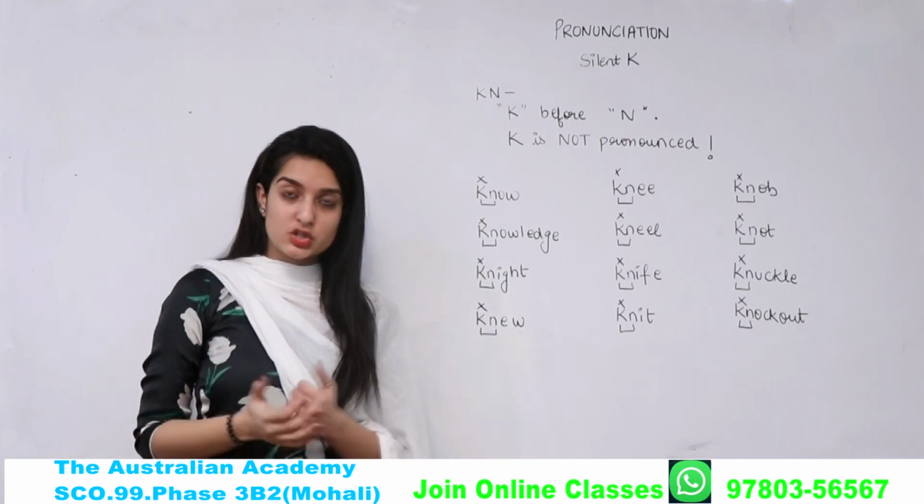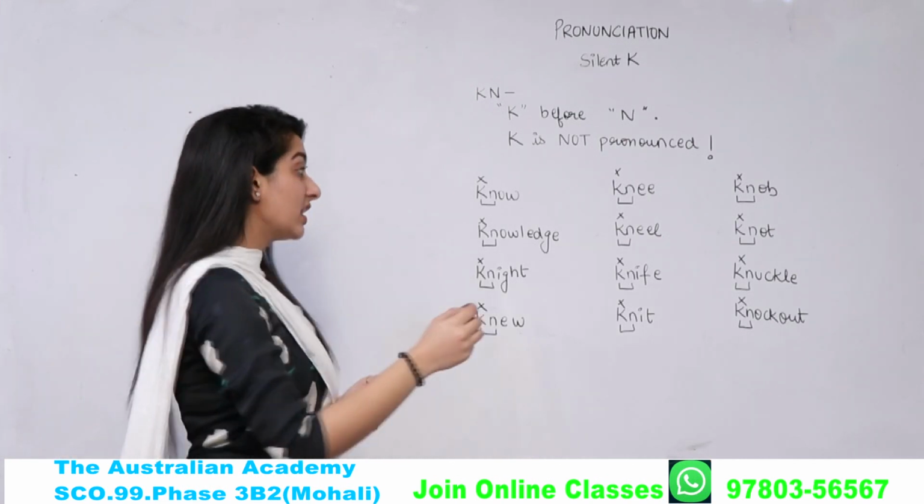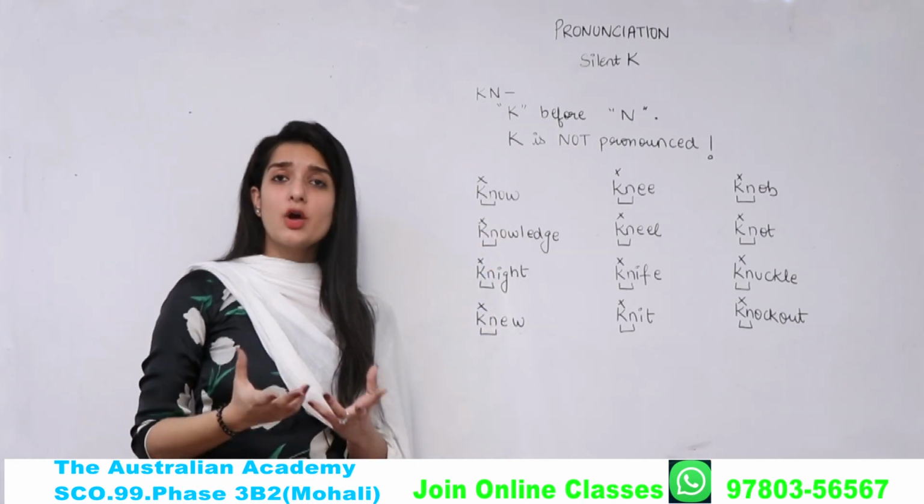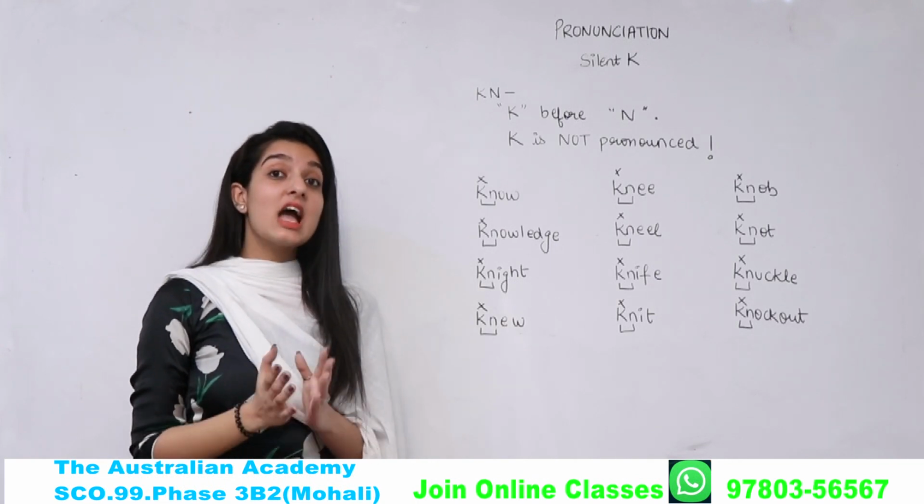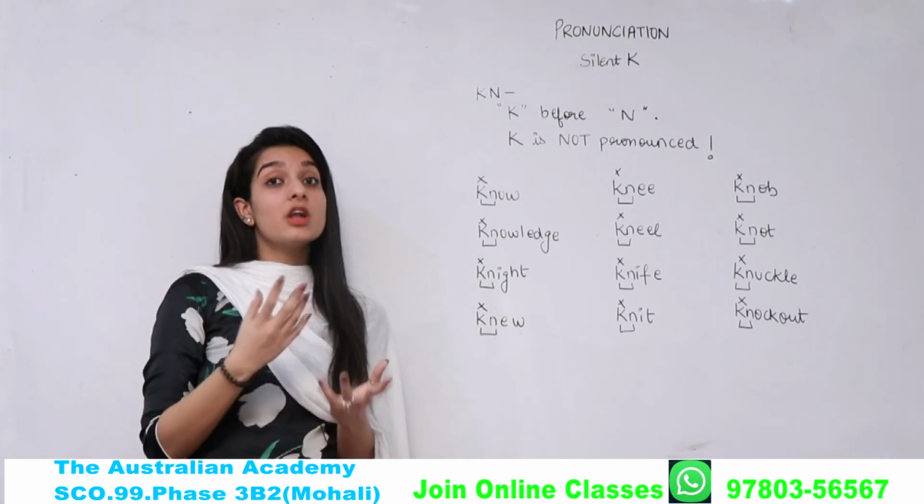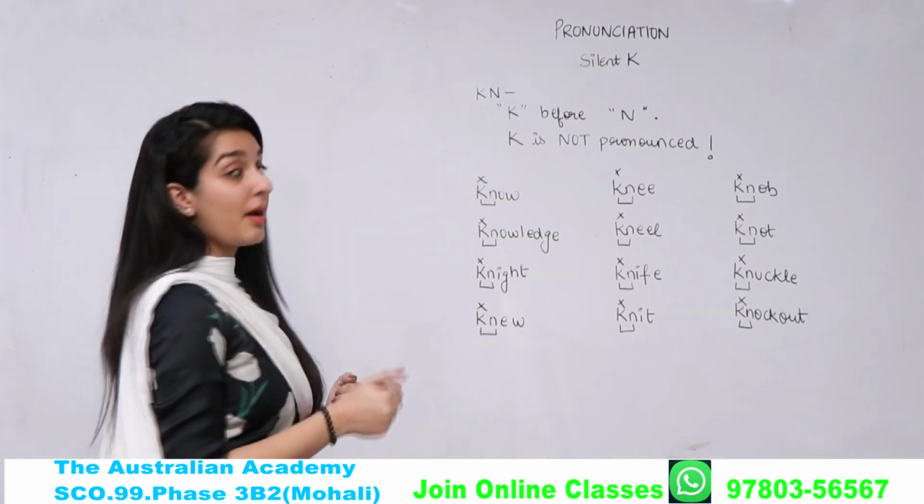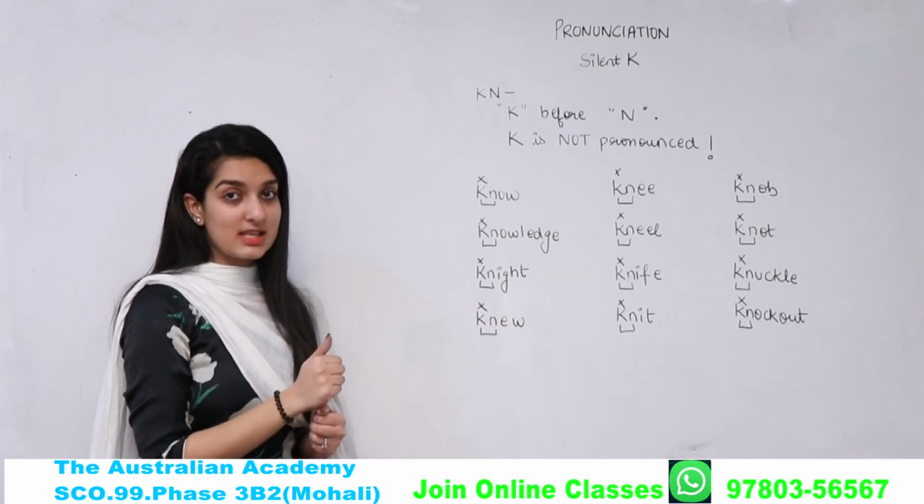That is having the knowledge of something. Now when we write this word, we write K-N-O-W. But how do we spell it? It's spelled and pronounced without a K. That's know. I know something. I'm aware. I am having the knowledge of something.